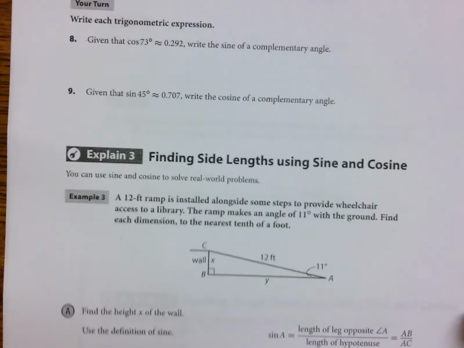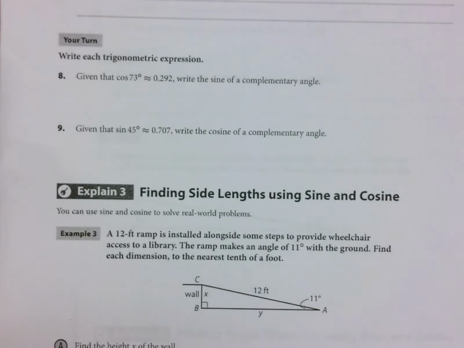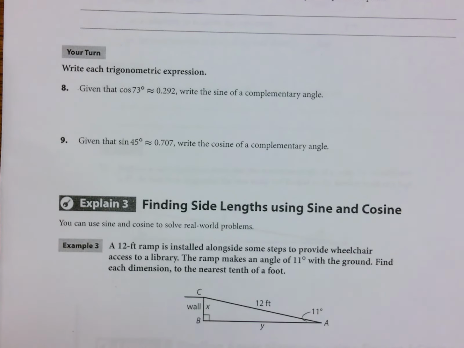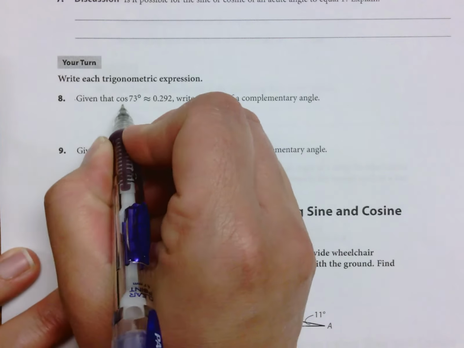Let's go to page 944 and do a couple more problems that are very similar to that. In the middle of your page, there's problem 8 and problem 9. It says, given that the cosine of 73 degrees equals 0.292, write the sine of a complementary angle. So we're going to start, they gave us cosine.